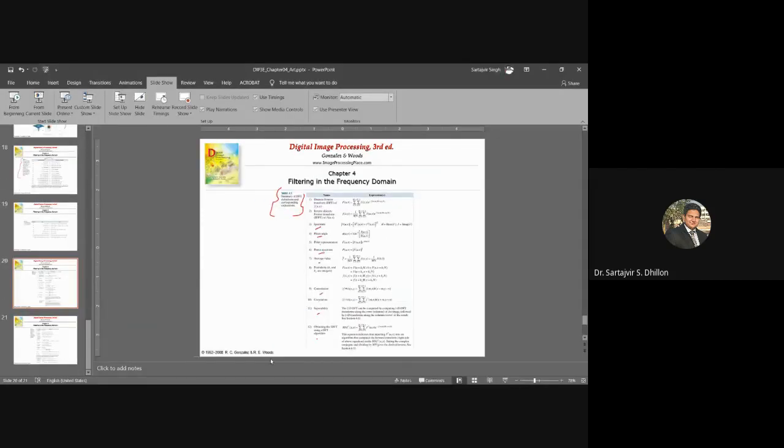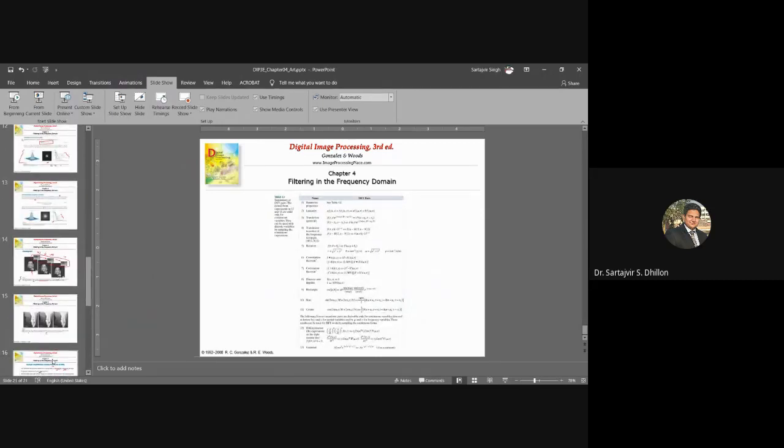Hopefully, you are getting an understanding of the frequency domain in digital image processing. Previously, we did filtering in spatial domain analysis. In the next chapter, we are going to do image restoration, which is the third step in digital image processing, and your fifth chapter.